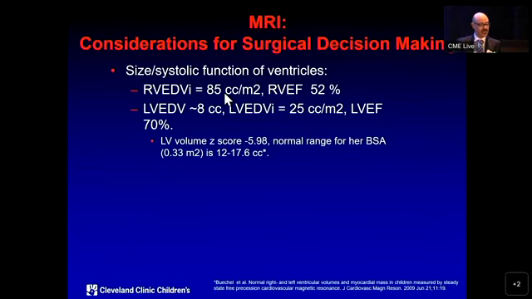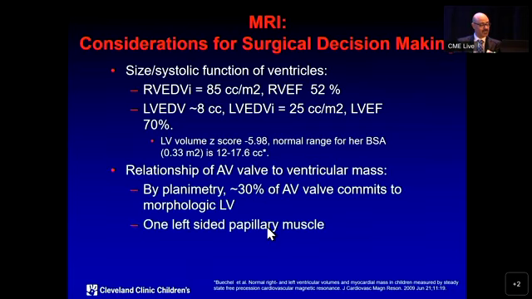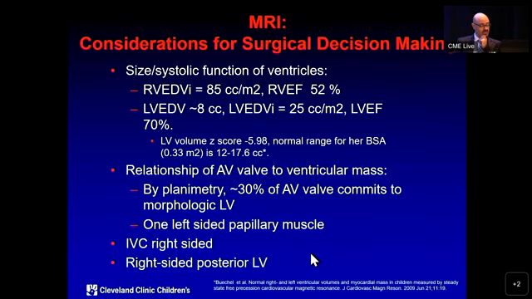So the index RV volume was 85 with good ejection fraction. The index LV volume was 25 cc per meter squared. And obviously, we looked at z-scores and we looked at the normal value. So if you say the normal value for a newborn is about 12, or for an 11-month-old was 12 to 18 cc's, she was about 8 cc's. So she was about 3/4 of what the lower limit of normal LV would be. The AV valve commitment was, again, 30% to the morphologic LV, and she had one left-sided papillary muscle. And the IVC was right-sided with a right-sided posterior LV.